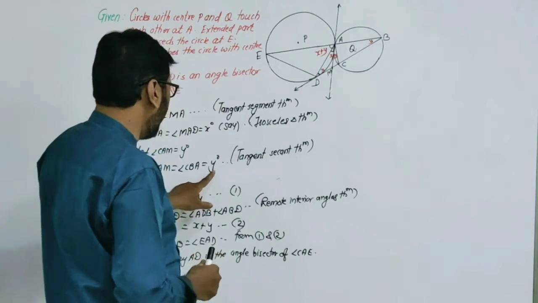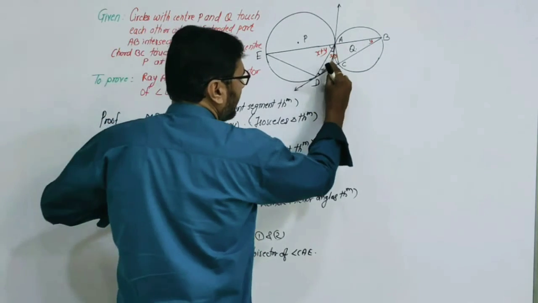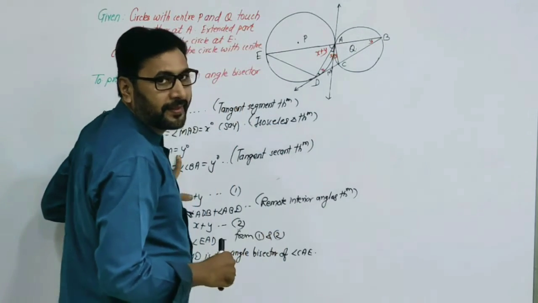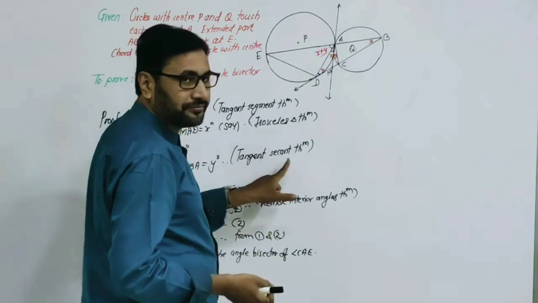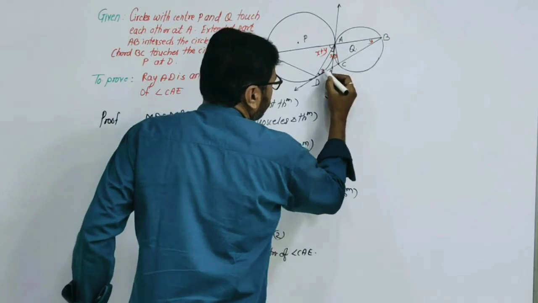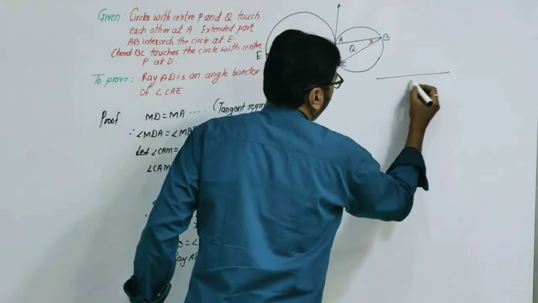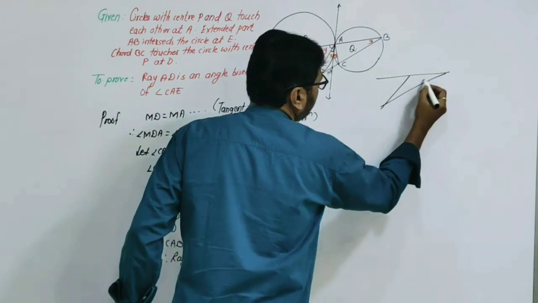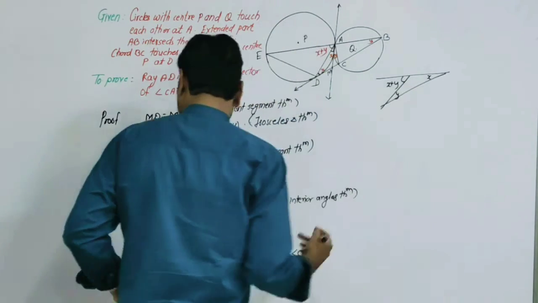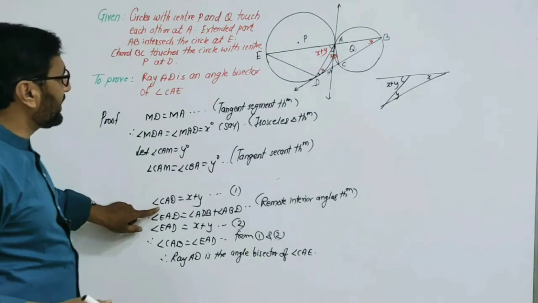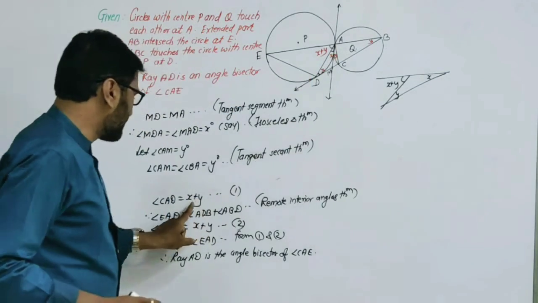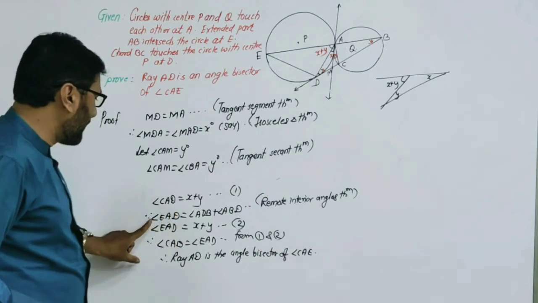If this angle is y, angle CAM is y, can I write angle ABC is also y? Tangent secant theorem. Now, if this is y, this is x, exterior angle property or the remote interior angle theorem, you can write this would become x plus y. So angle CAD is equal to x plus y. So what is the measure of EAD?